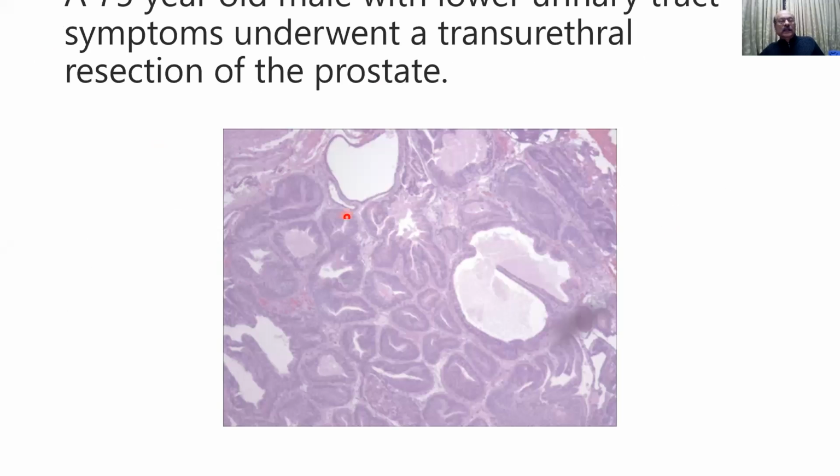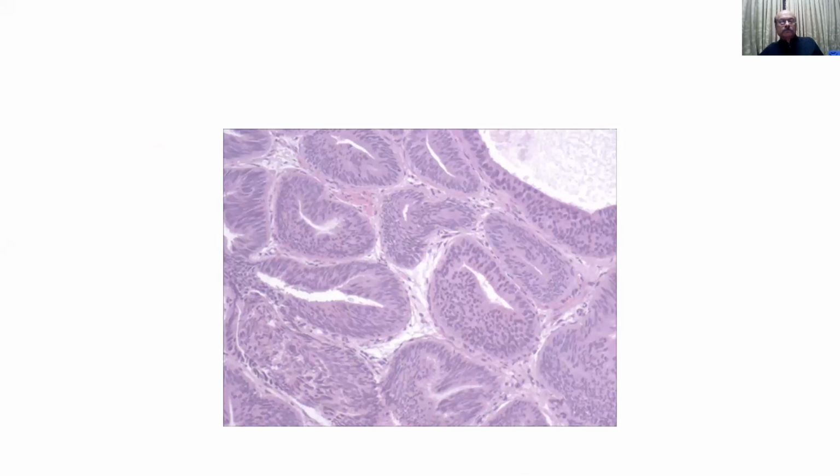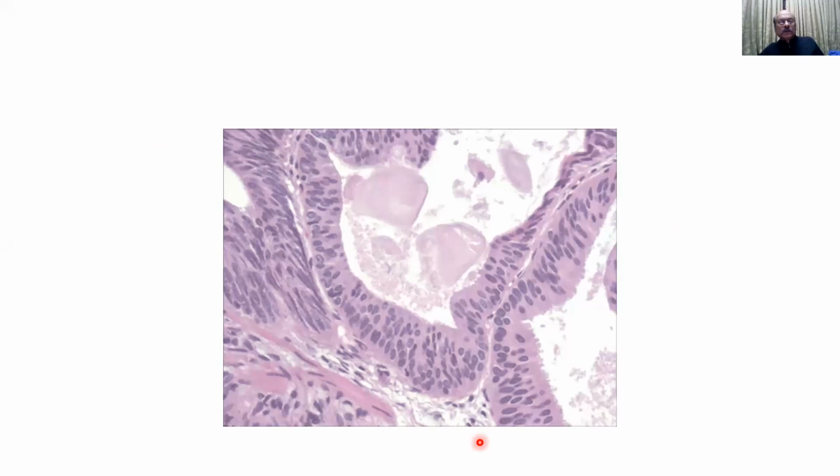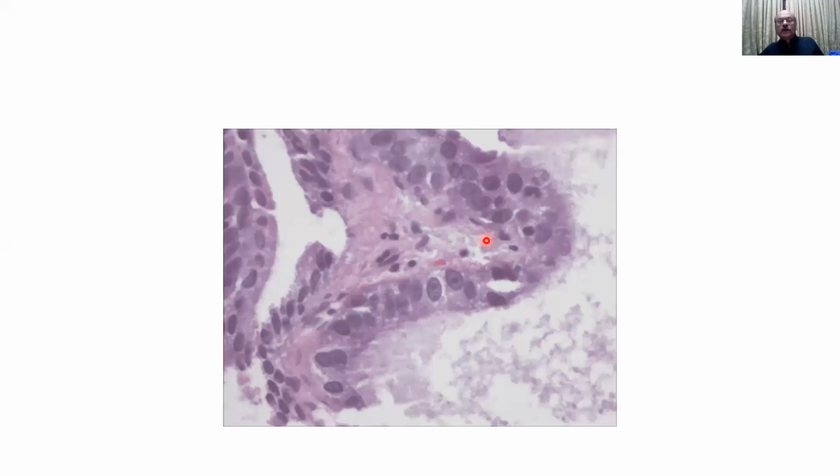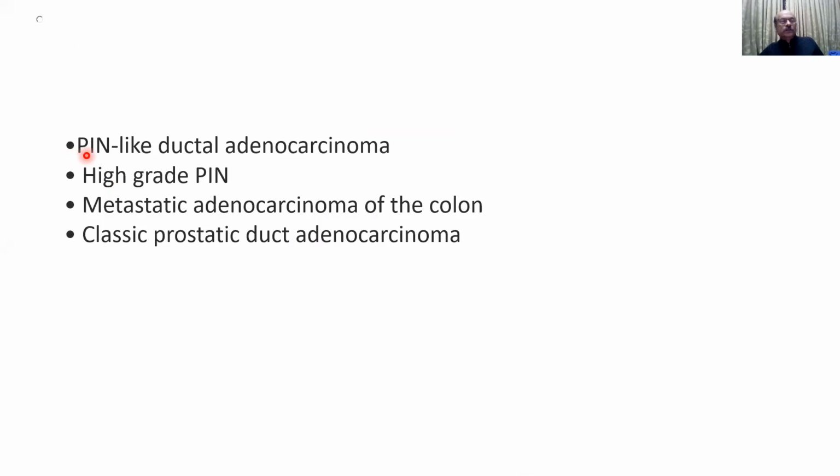This is another case. Pseudostratification. So the differential is PIN-like duct, high-grade PIN, metastatic adenocarcinoma of colon, classic prostatic ductal. So among these four, the diagnosis is PIN-like ductal adenocarcinoma.